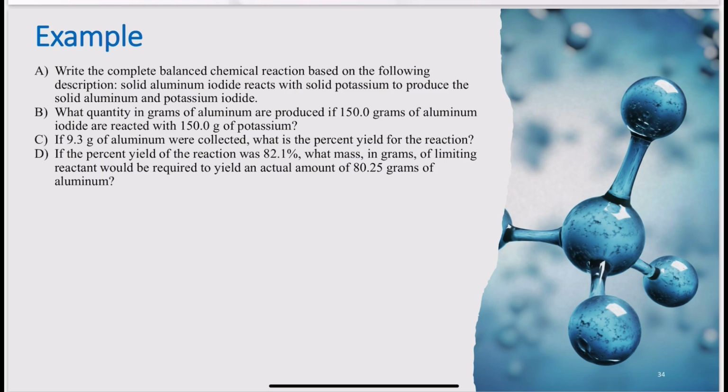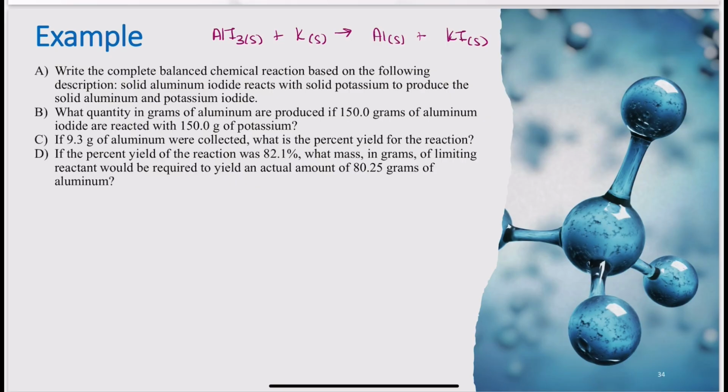Solid aluminum iodide reacts with solid potassium to produce solid aluminum and potassium iodide. Okay, so solid aluminum iodide. Well, we just dealt with aluminum iodide. So AlI3, solid, reacts with solid potassium. It just says potassium, so it must be potassium metal. Okay, solid. And this produces solid aluminum and potassium iodide. Potassium iodide is a solid as well.